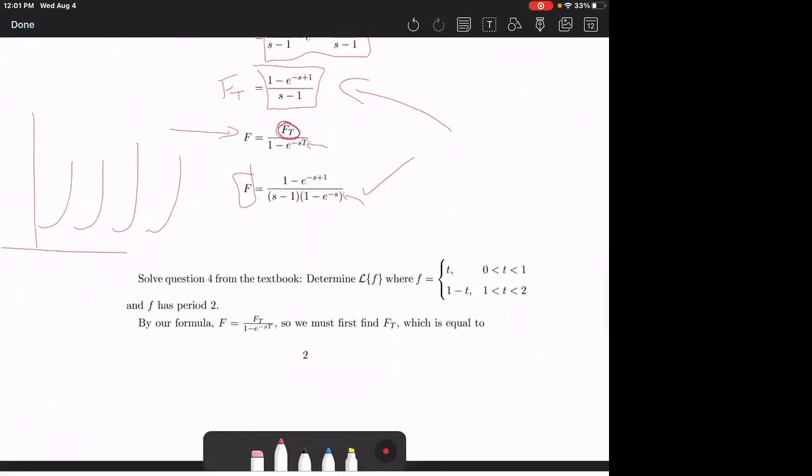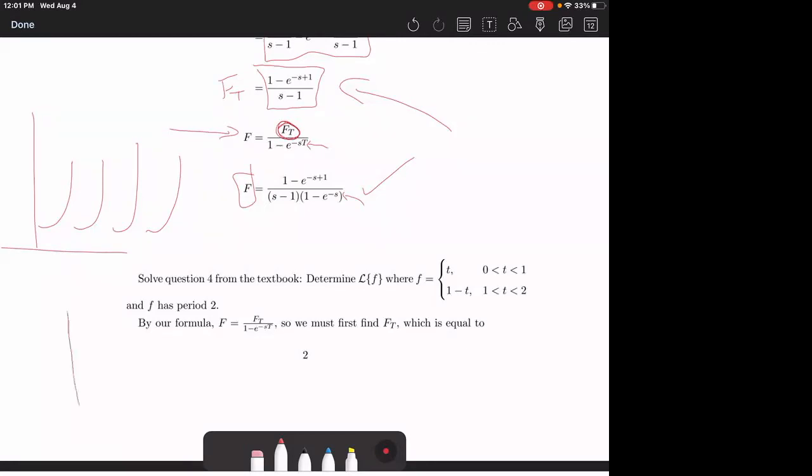Okay, now we're going to solve question 4 from the textbook. Determine the Laplacian of f, where f is this piecewise function. It's equal to t from 0 to 1, and it's equal to 1 minus t when t is between 1 and 2. And we're saying that has period 2.